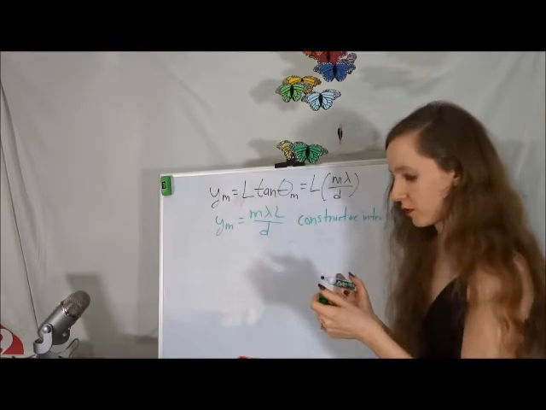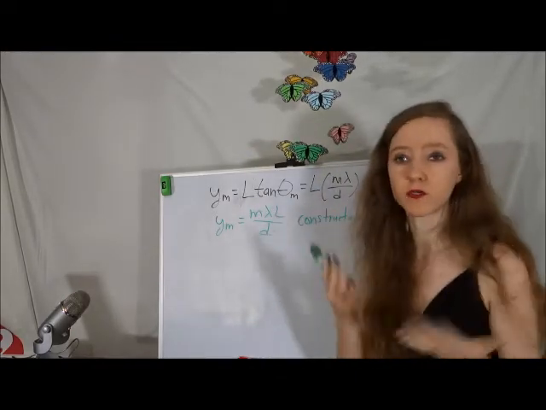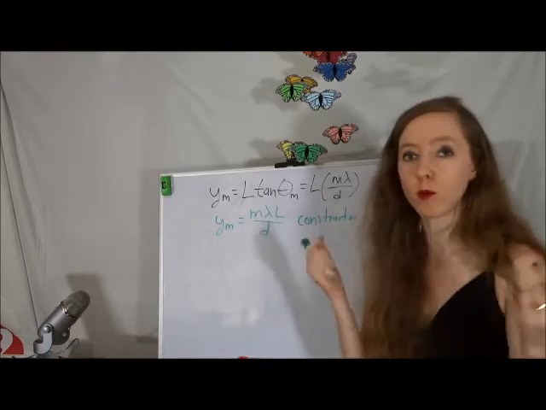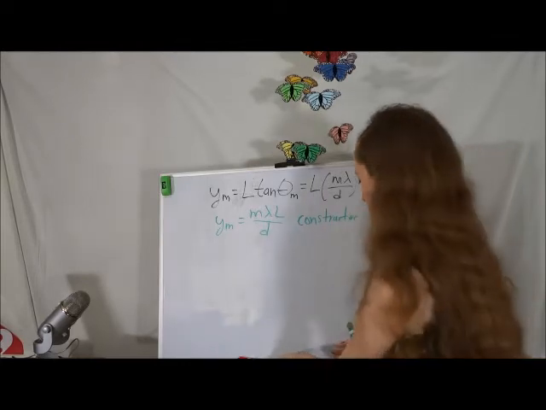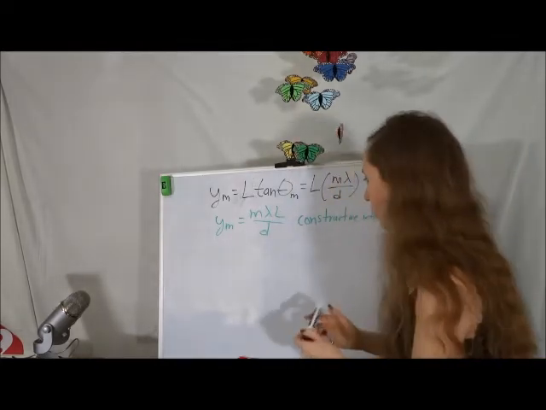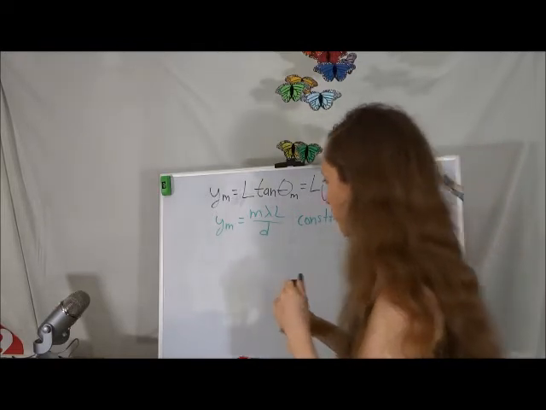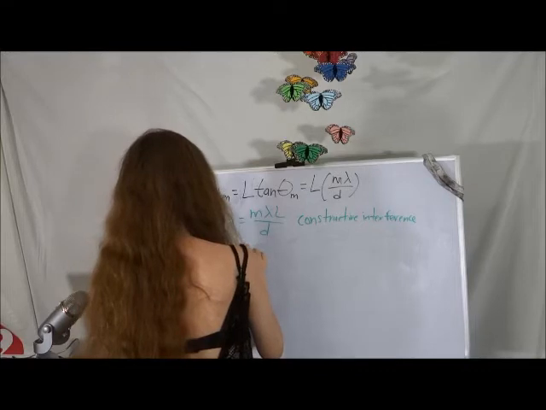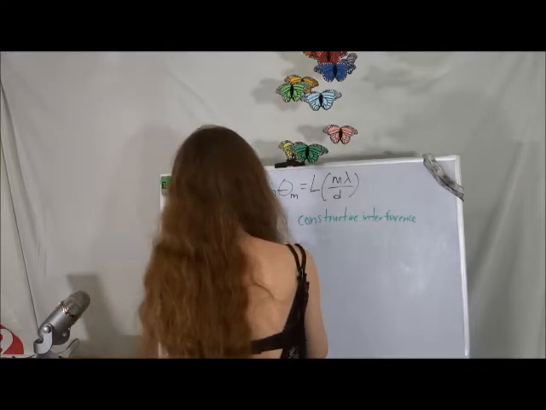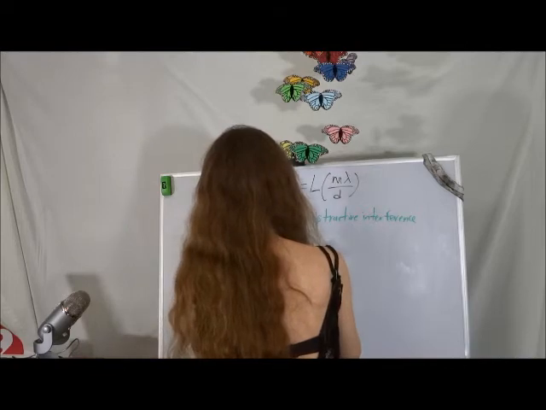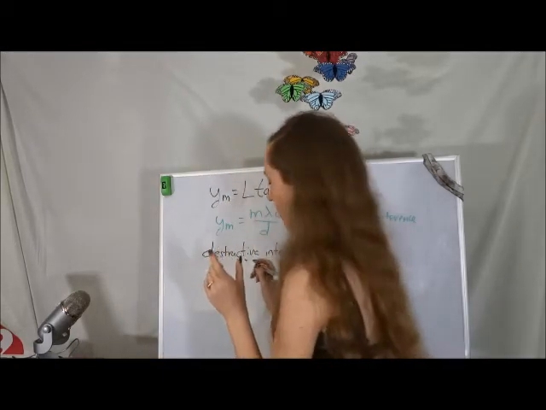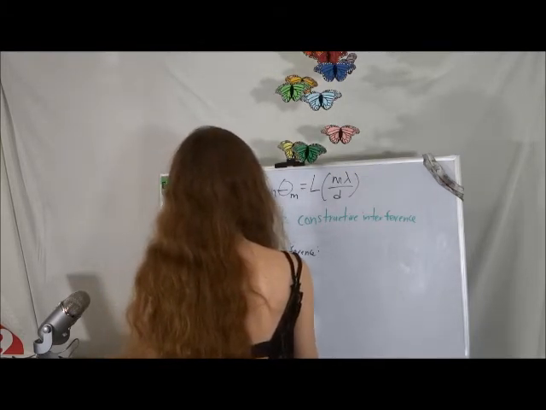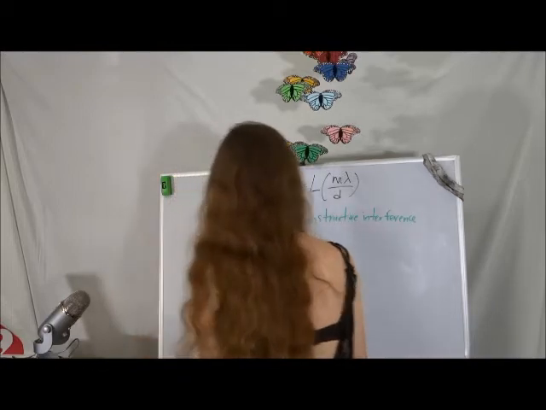Our bright fringes. Now we might also want to find the location of our dark fringes. The math for this is almost identical, so we're not going to do the full derivation. But recall that for destructive interference, instead of having delta r equals m lambda, we're going to have delta r equals m plus 1/2 lambda.